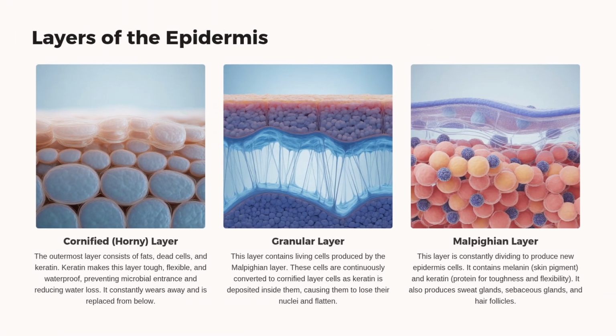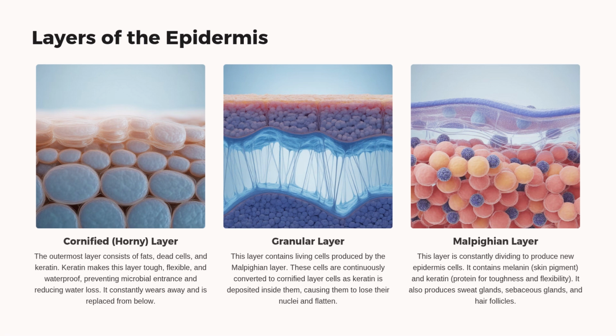Layers of the epidermis. Cornified, horny layer. The outermost layer consists of fats, dead cells, and keratin. Keratin makes this layer tough, flexible, and waterproof, preventing microbial entrance and reducing water loss. It constantly wears away and is replaced from below.